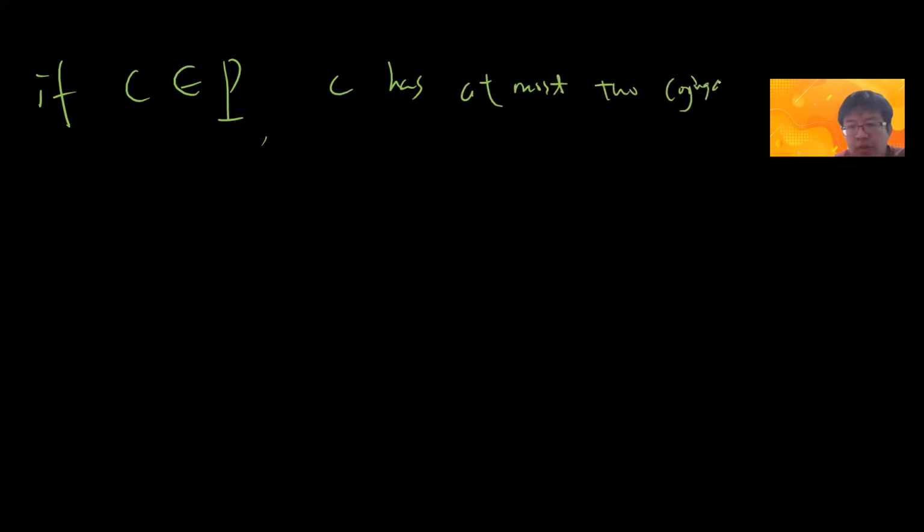Okay, so that means if C belongs to P, then C has at most 2 conjugacy classes. Right, because P is normal, and only one of these. So C has at most 2 conjugacy classes.